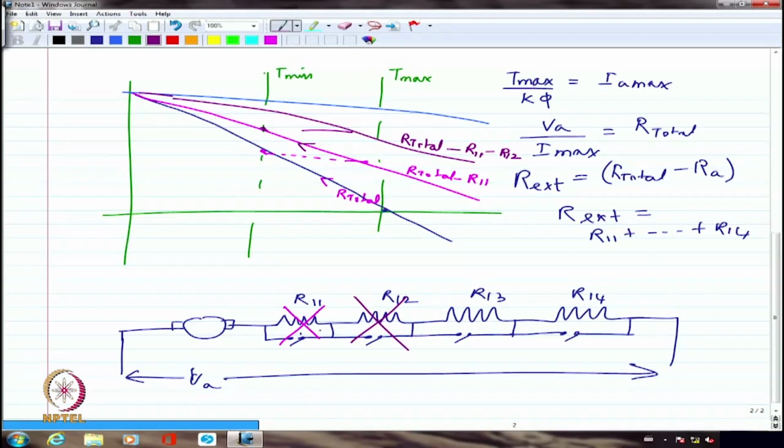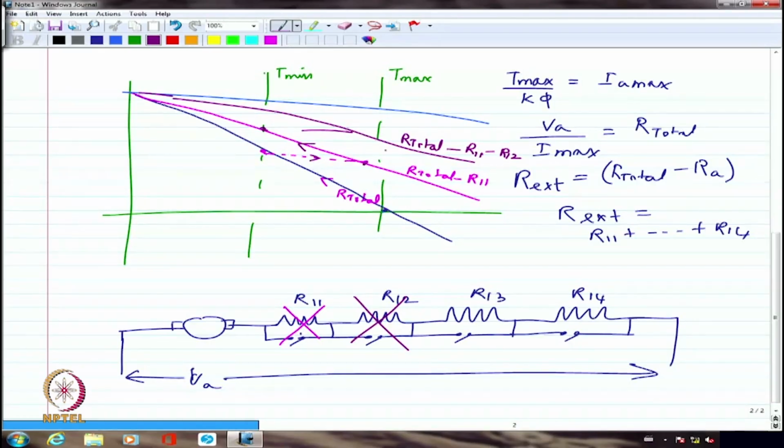The only thing is, the way I choose R11, R12, R13 and so on, I should make sure that it does not supersede or exceed Tmax. So the entire starter design is hovering around making sure that I always keep my two torque points, the maximum and minimum, within specified limits. Every time I cut off, it is actually moving from here to here.